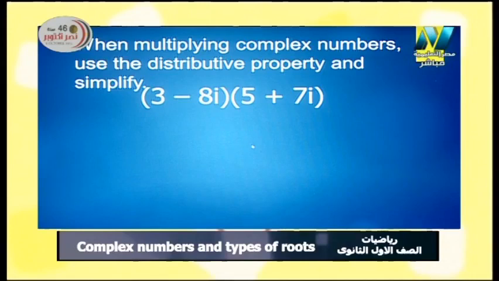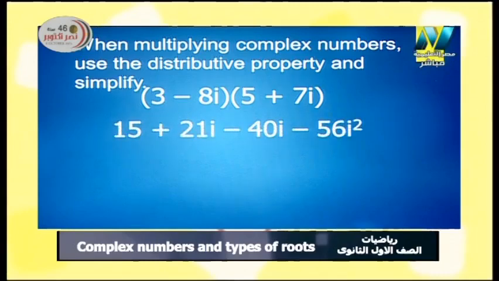Okay, when multiplying complex numbers, use the distribution property and simplify. We have here, my dear students, 3 minus 8i in a bracket, and the other bracket is 5 plus 7i. We have now two brackets multiplied by each other. So concentrate with me. We will find that 3 times 5 equals 15 here, and 3 times 7i equals 21i.